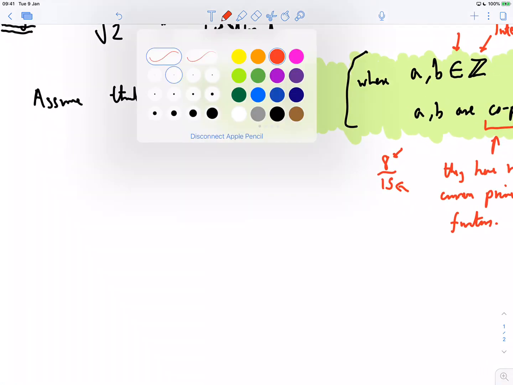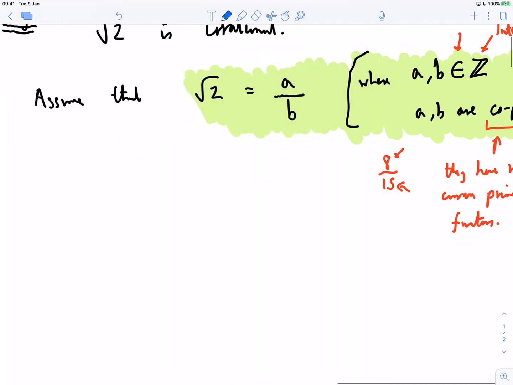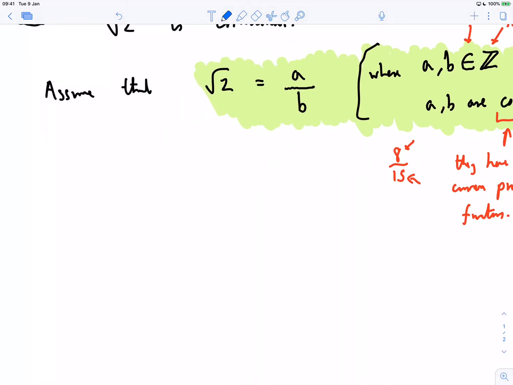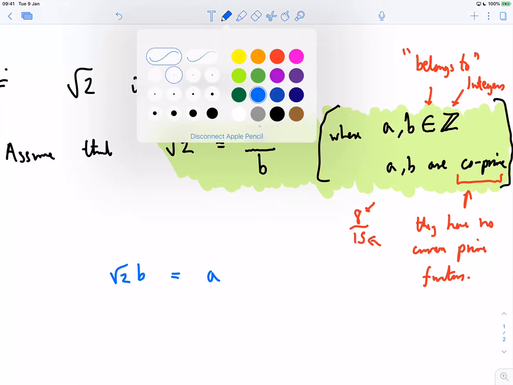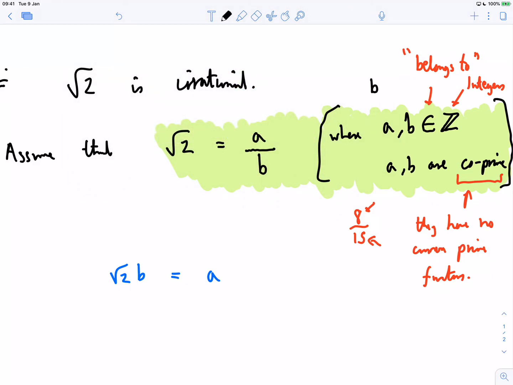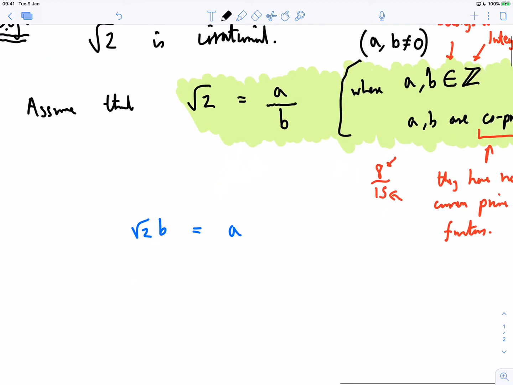Okay, so what would my working be? Let's try a different colour. Well, what could we do here? Well, root 2 times b would equal a if I multiply by b both sides. And that's totally fine. And to be fair, we've divided by b over here, so really the extra addendum is that b cannot equal 0. And also, a can't equal 0, otherwise we're showing that root 2 equals 0, because 0 over anything is just 0. I mean, that was given, but we might as well do it for completeness.